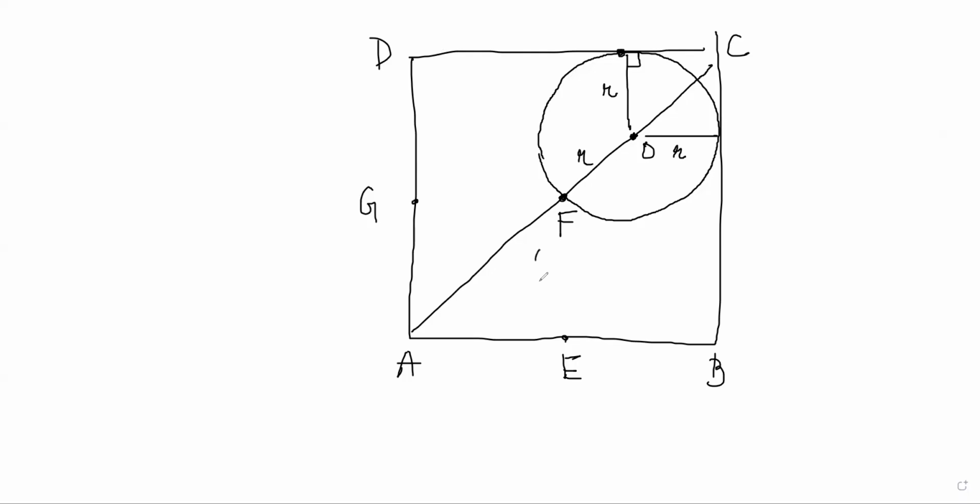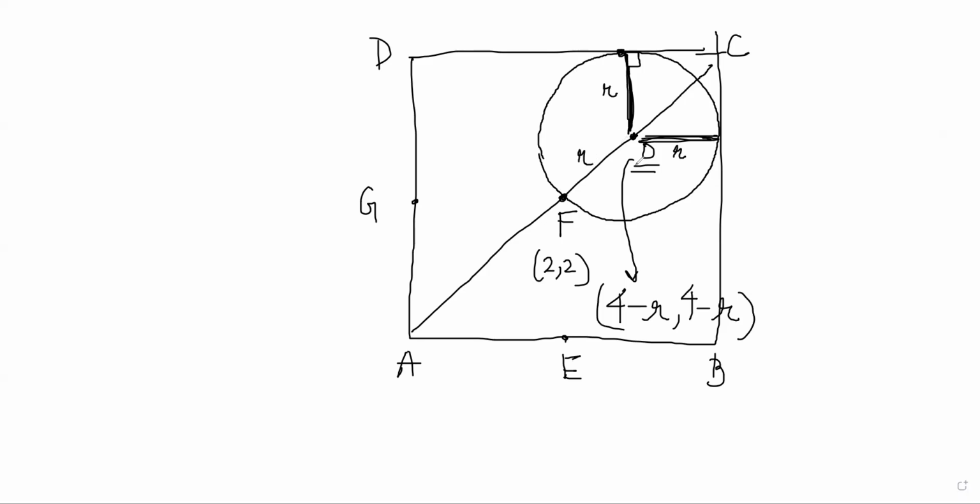So if you think about it, this was 2, comma 2. And the center O clearly lies on the line y is equal to x, right? So we should know that this distance is r. So the x coordinate will be 4 minus r, and this distance is r. So y coordinate is also 4 minus r. So I'm getting the center of the circle is 4 minus r, 4 minus r, right?